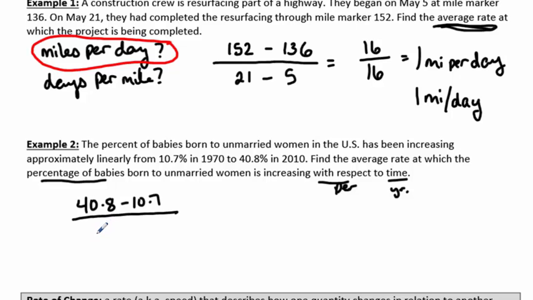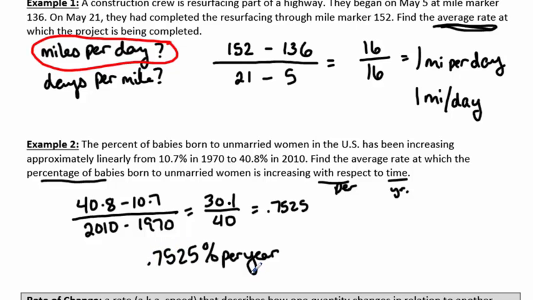For the change in percent over the change in year, to find out how many years it's been, we can subtract 2010 minus 1970. If we subtract the percentage values in the numerator, we'll get 30.1. And if we subtract the years in the denominator, we get 40. Finishing the division gives us 0.7525, and the units on this are percent per year. So the percentage of babies born to unmarried women is increasing by 0.75% per year.